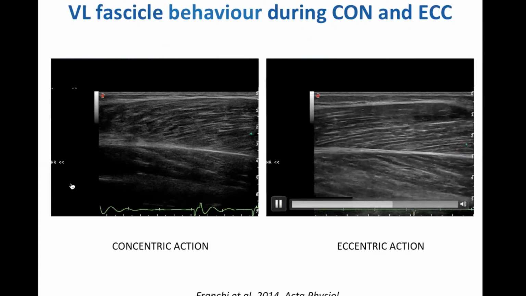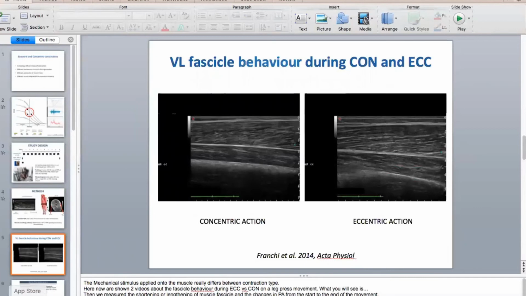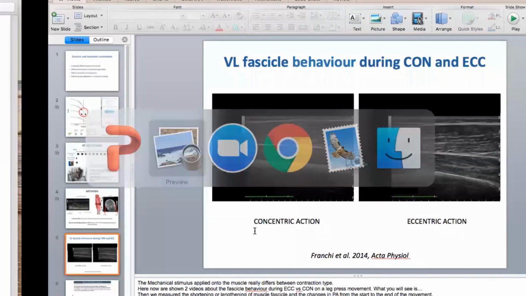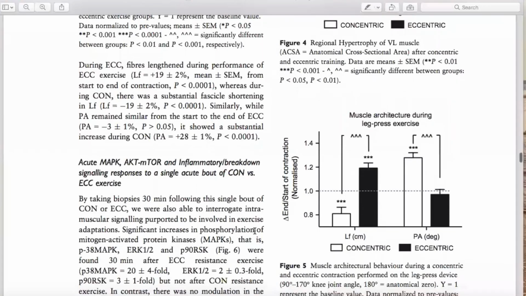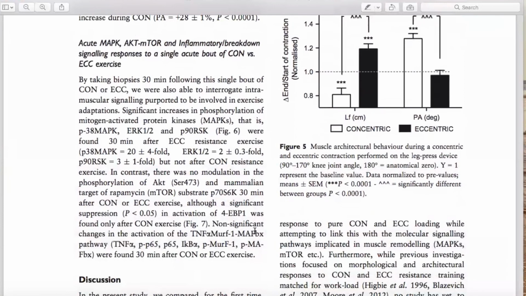So there are two clearly different mechanical stimuli applied onto the muscle. So we thought: similar hypertrophy, different architectural adaptations, different mechanical stimuli applied to the muscle.